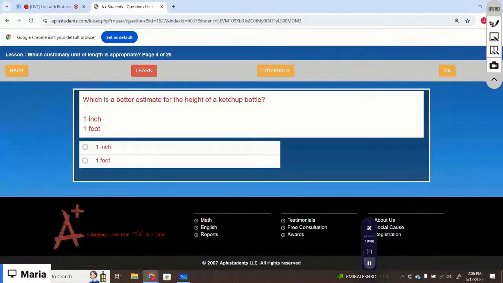Which is a better estimate for the height of a ketchup bottle? So which is the correct option? 1 inch, 1 foot. Ketchup bottle, that would be 1 foot. Option number two is the correct option.